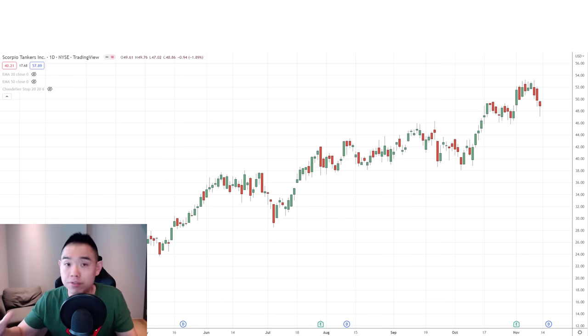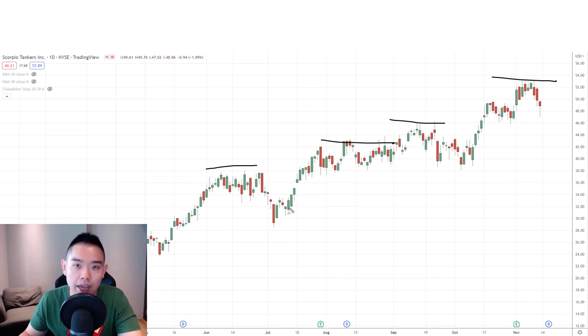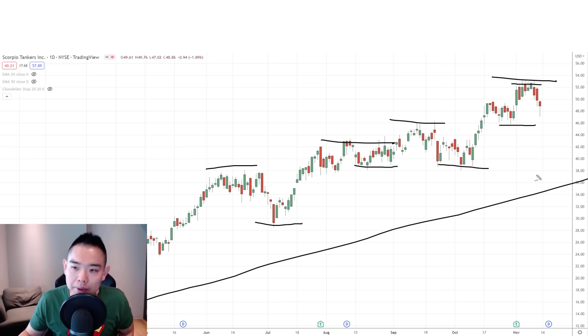The way to define trend is very simple. In an uptrend, you will see a series of higher highs and higher lows. So if you look from left to right, you can draw these higher highs and higher lows. If the market is going up higher, we call this an uptrend. Simple. And when the market is in an uptrend, what do we look for? Buying opportunities.